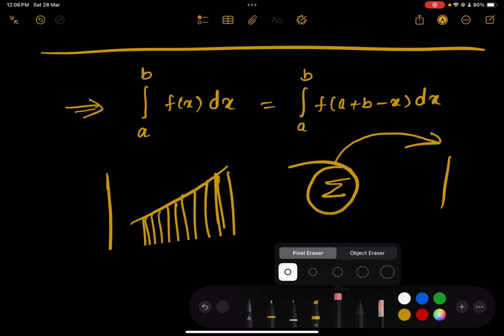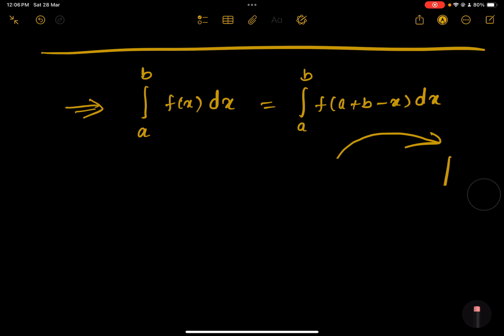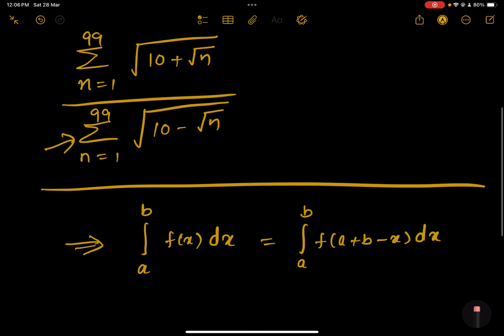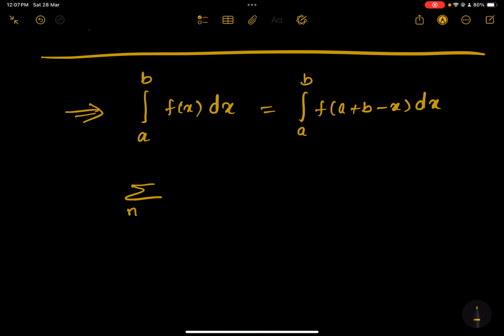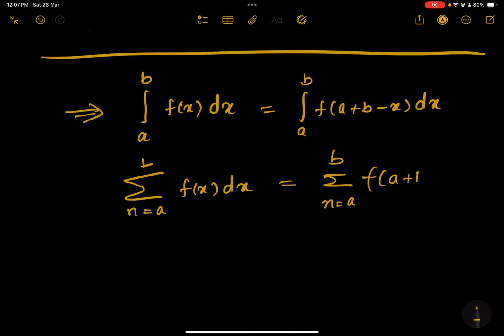So most of the properties that hold good for integrals hold good even for summations. Now, what is the King's rule in this case? Let us say you have a function f of x dx. This will be the same as the sum n equals 1 to 99, with a plus b in this case. So let us denote it with a and b to be generic. This is your a and that upper limit is your b. So this will be simply f of a plus b minus x dx. Alright, so this is what it is.